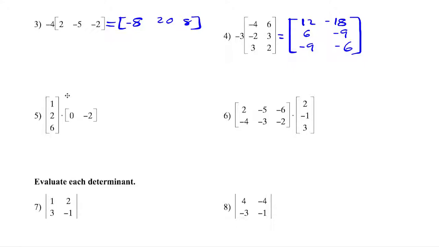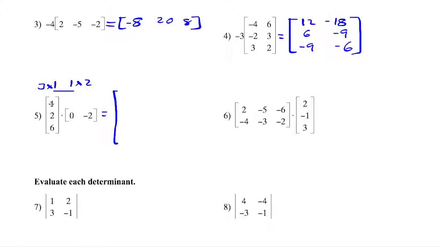Then we move on to multiplying matrices. To multiply matrices, we have to have the rows and columns match. So the columns in the first matrix must match the rows in the second one. So this is a 3 by 1 matrix, and this is a 1 by 2 matrix. So we can actually multiply, and we're going to get a 3 by 2 matrix. So we're actually going to get a larger matrix here.